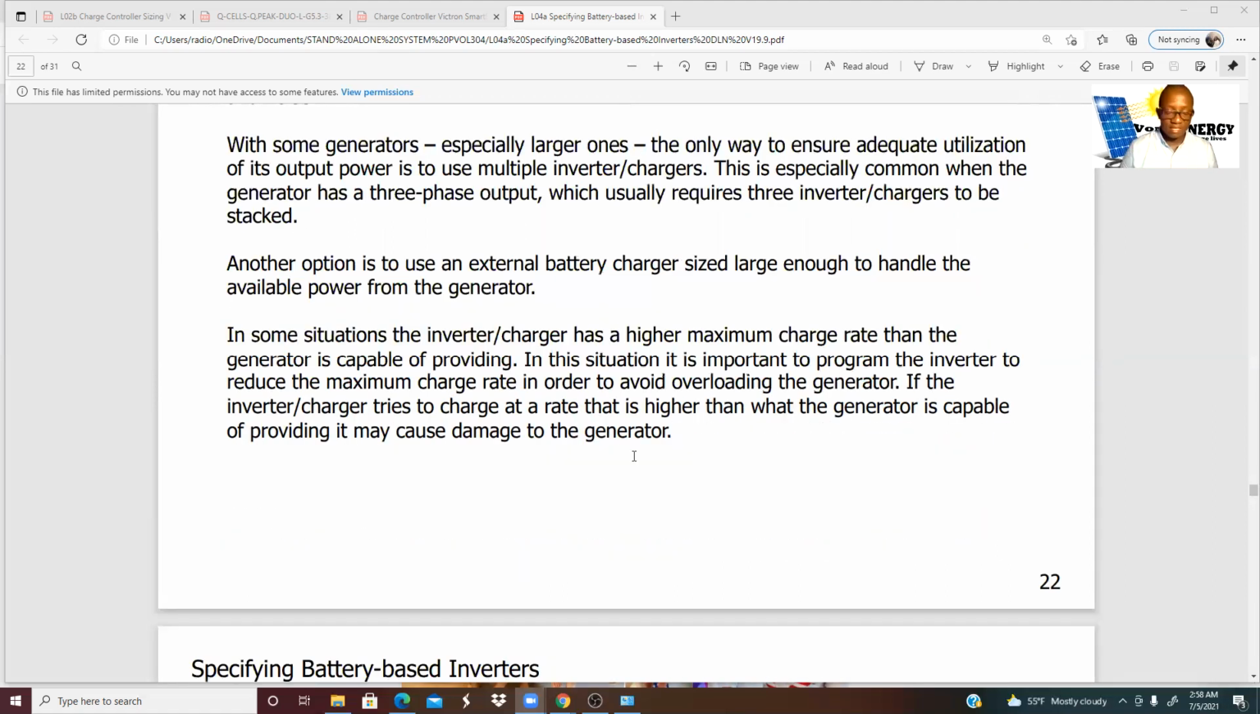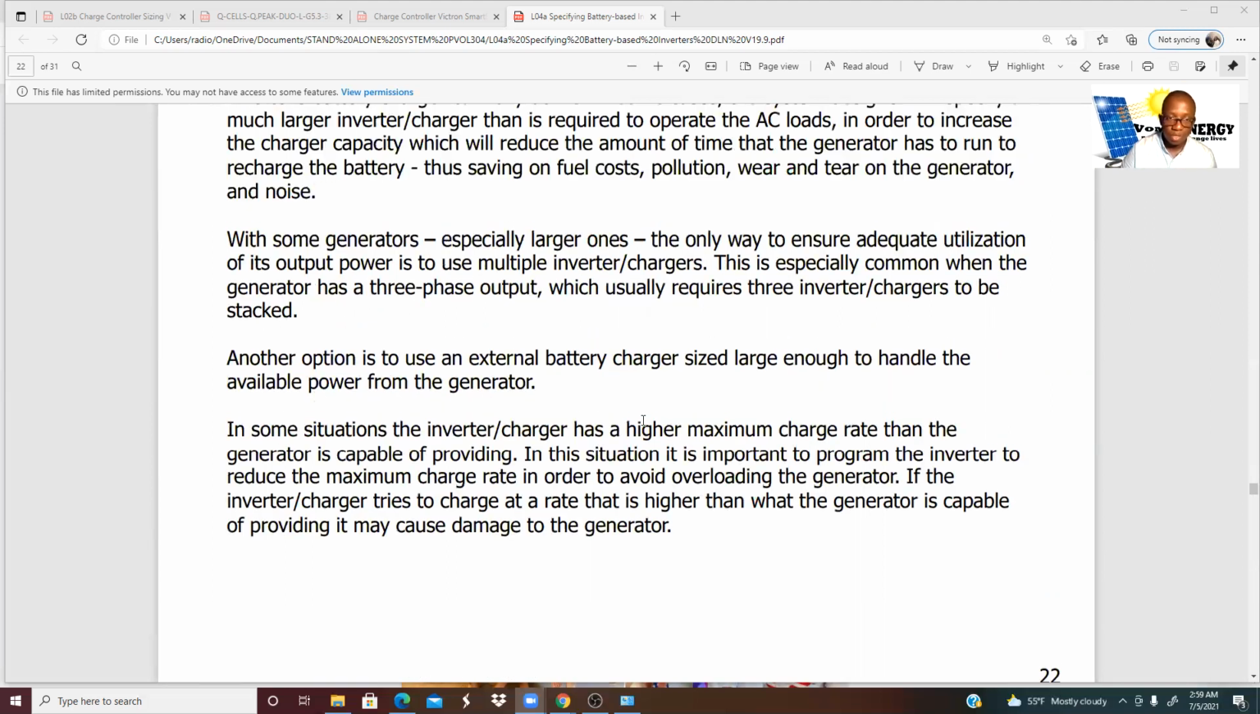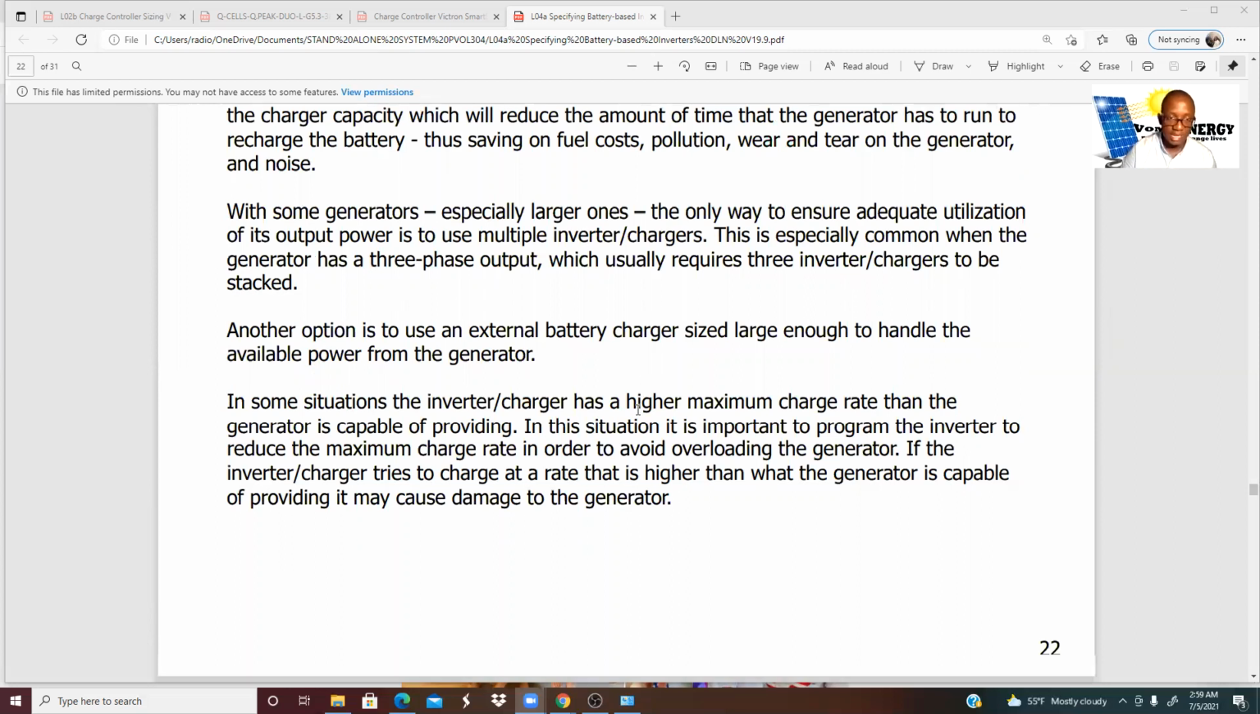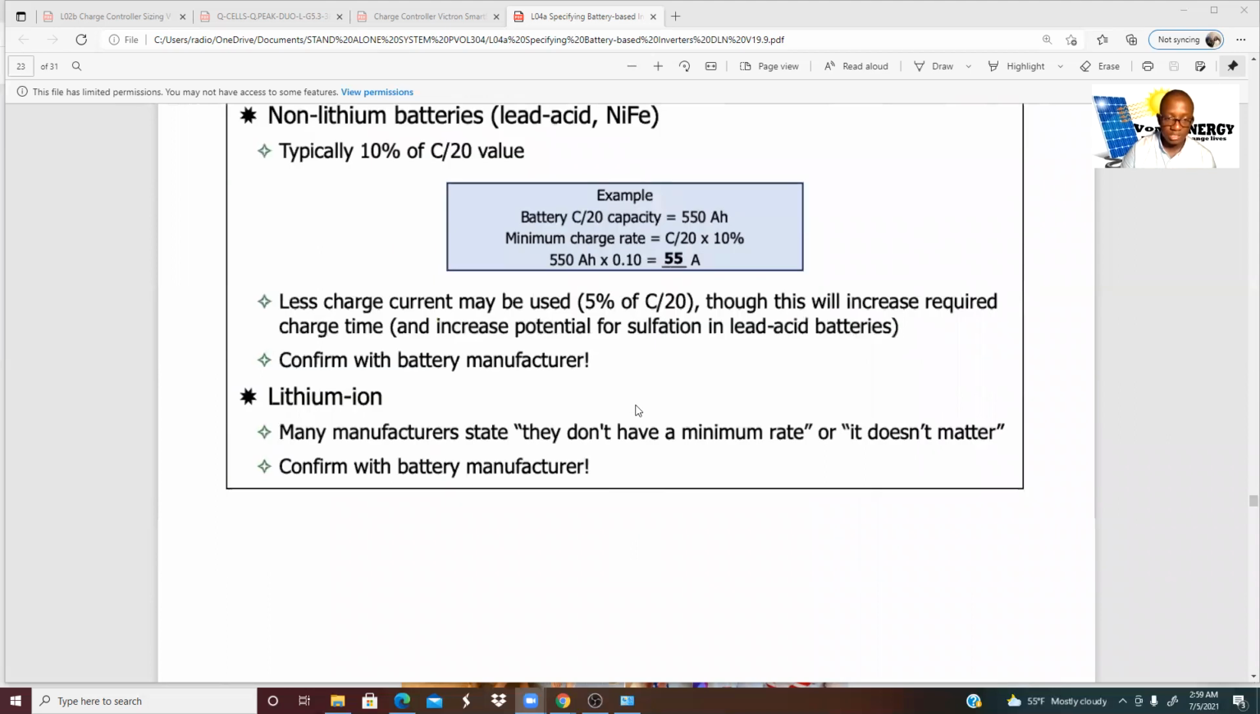So if you build a system and you are expecting to be able to use your generator as a standby during cloudy days or days of a tournament, you must take into consideration the charging capacity of your inverter in line with the generator capability as well. Because one way or the other, you don't want to overload the generator, and you don't want to break down the generator trying to charge the batteries. So you must, as a designer, take these seriously.